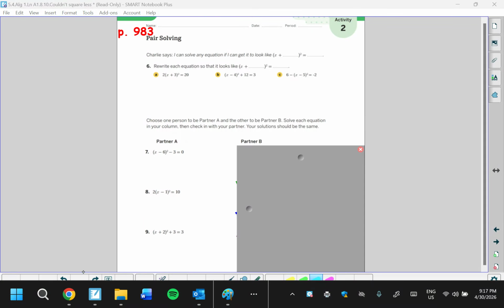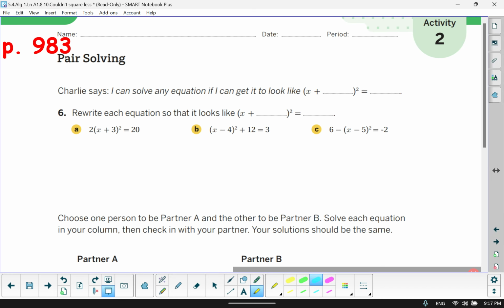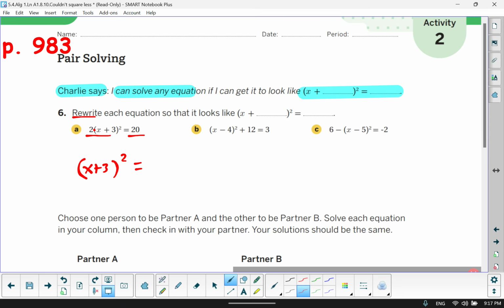Now, what we're going to do right now is explore what Charlie's talking about here. I can solve any equation if I can get it to look like this. So our goal is to rewrite each equation so that it looks like that format. Now, we're trying to get some power equaling something. And inside I notice we have an x plus 3, but we also have that times 2. So how do we eliminate the times 2? Inverse of multiply is divide. As long as I'm fair to both sides, we maintain equivalency, and 20 divided by 2 is 10, and I think we're in business.